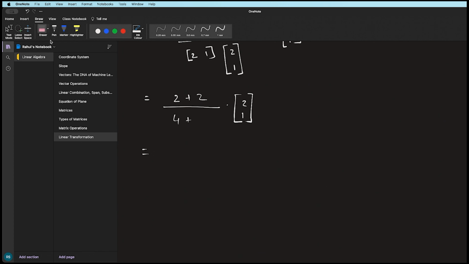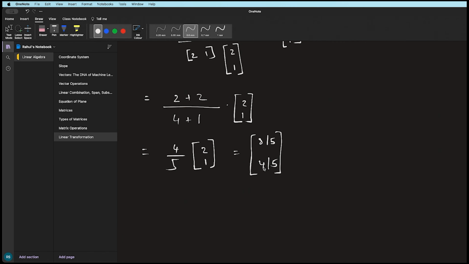This will be 2 plus... okay, 4 plus 1. So here we get 4 upon 5 into 2, 1. So we are multiplying this scalar 4 by 5 into the vector 2, 1. So the answer will be 8 by 5 and 4 by 5.